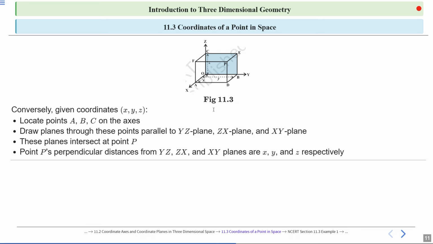Finally, let's look at the distances. Point P's perpendicular distances from the YZ plane, ZX plane, and XY plane are X, Y, and Z respectively. This means that the coordinates directly tell us how far P is from each of these planes, making it easy to visualize and locate points in 3D geometry.